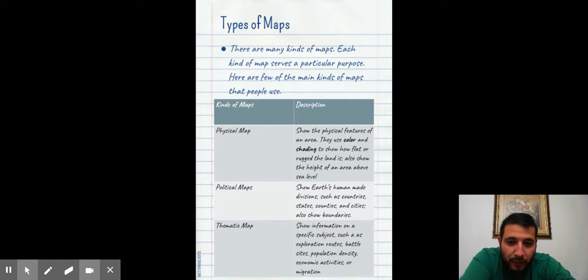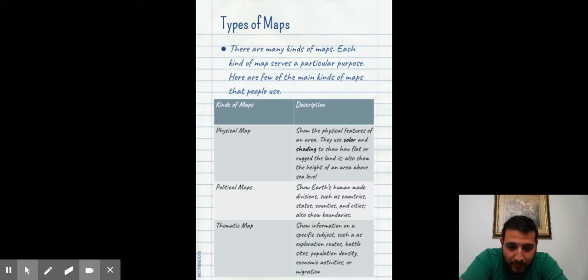So the next one, political maps. This one shows Earth's human-made divisions. If there's a country, they put the lines. Like Mexico and the United States are divided by the Rio Grande. So that's a political boundary, but it's actually also a natural boundary. It's a river, like in between states. Let's say between Texas and New Mexico, you see how the handle of Texas is just straight. That's just a made up border that's made by us humans.